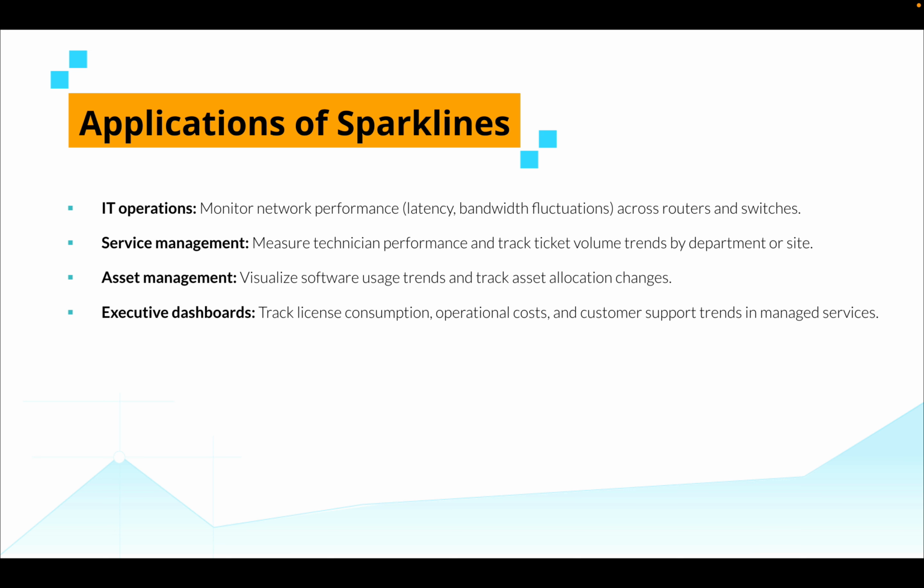In asset management, you can visualize software usage trends across different teams or how asset allocation has shifted quarter by quarter. And finally, for your executive dashboards, sparklines are a fantastic way to track things like license consumption, operational costs, or even customer support trends if you are in a managed service setup. In all these cases, the real value lies in combining numbers with subtle visual context, giving you clarity without clutter.